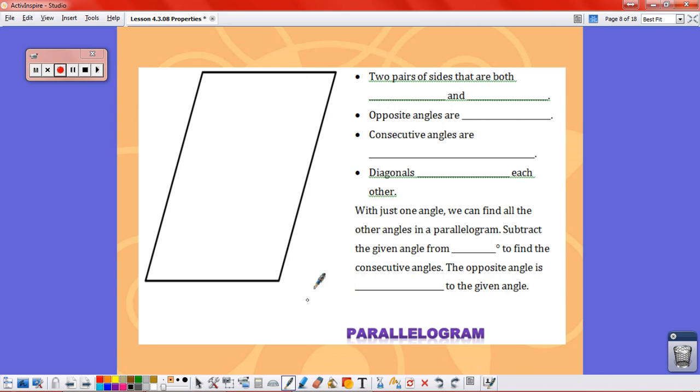Alright, a parallelogram. So far we've had parallelogram, kite, and trapezoid, which are all separate figures that branch down from quadrilateral. So they all have four sides and 360 degrees, but then they have different properties. A parallelogram has two pairs of sides that are both parallel and congruent. And we mark that like this. Congruent, parallel.